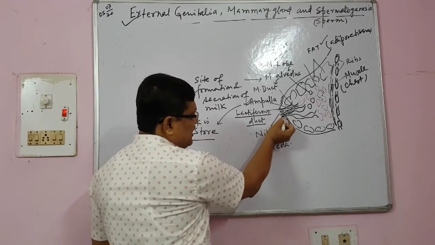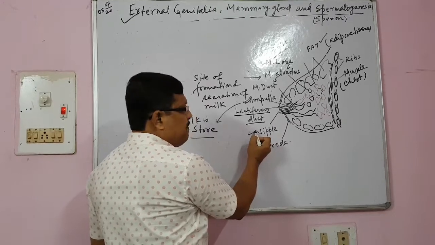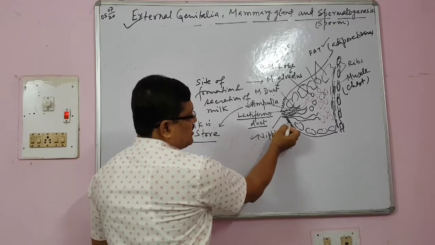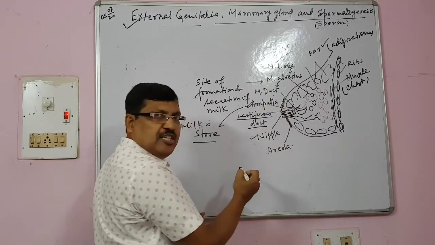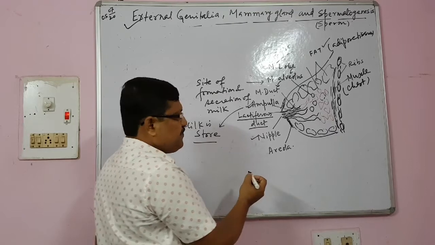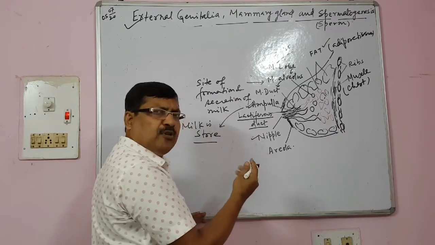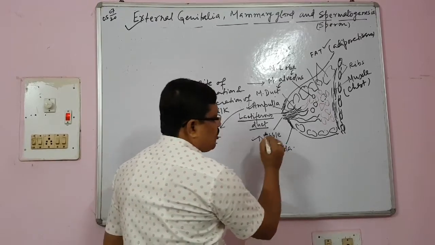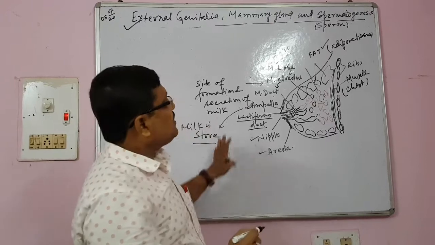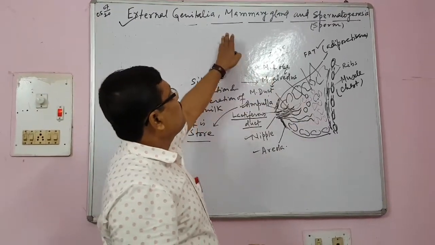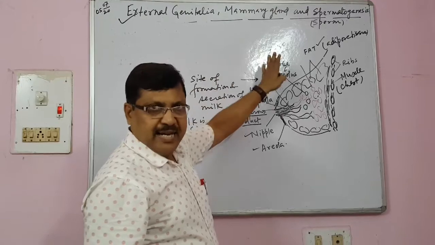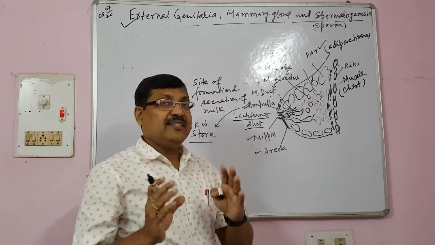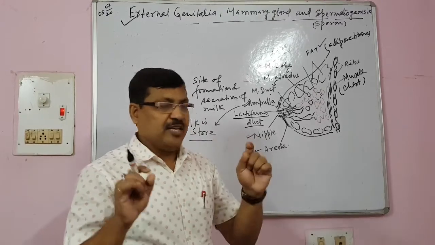This bead-like structure is called the nipple, and around the nipple there is a skinny shade-like structure, maybe pinkish or brownish depending upon the pigmentation of the skin of the female. That part is called the areola. So this is the structure of the female mammary gland. In the male, the mammary gland is also present, but it is rudimentary and non-functional.